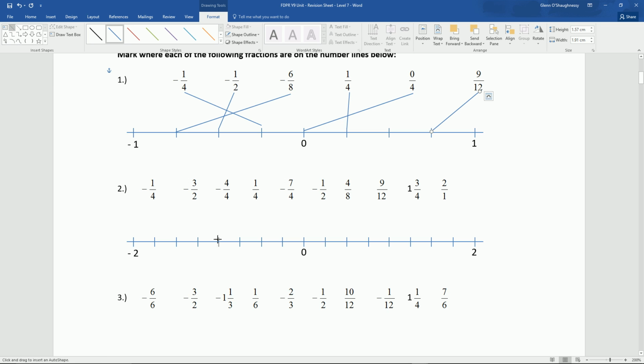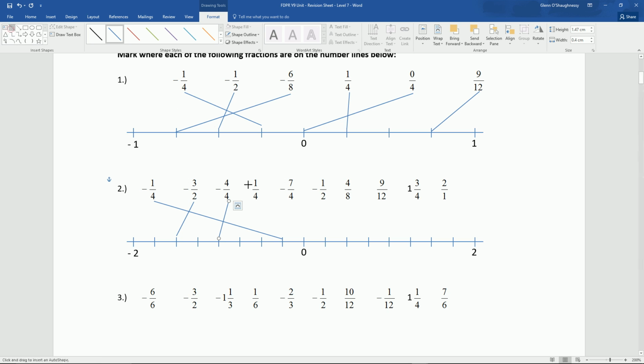So if that's 1, negative 1, that's going to be negative a half. So negative a quarter is going to be right there. Now, negative 3/2. Okay, so if that's negative a half, negative 2/2, negative 3/2. It's the same as negative 1.5. Negative 4/4. Any fraction where the top and the bottom numbers are equal is 1. And in this case, it's negative 1. That's going to go there.